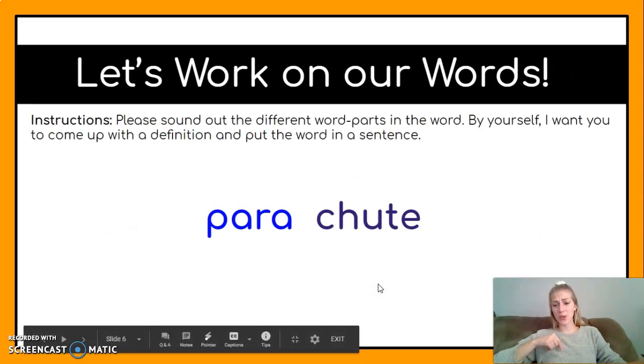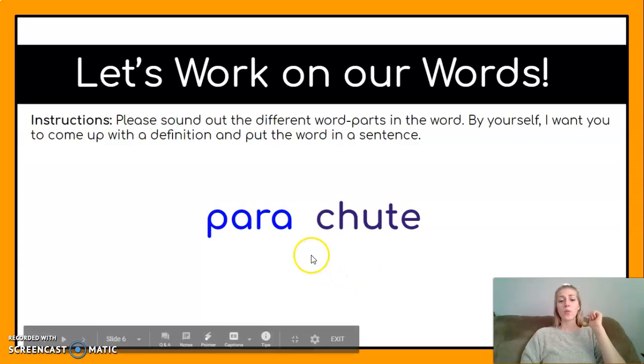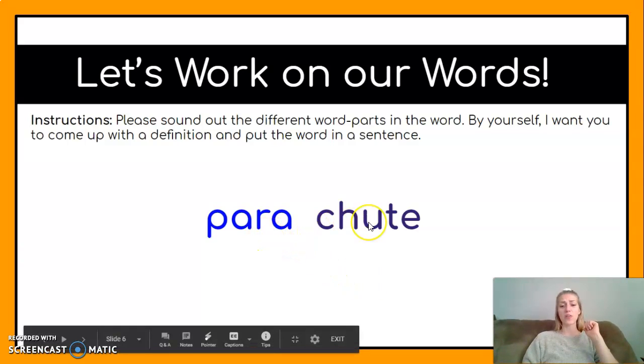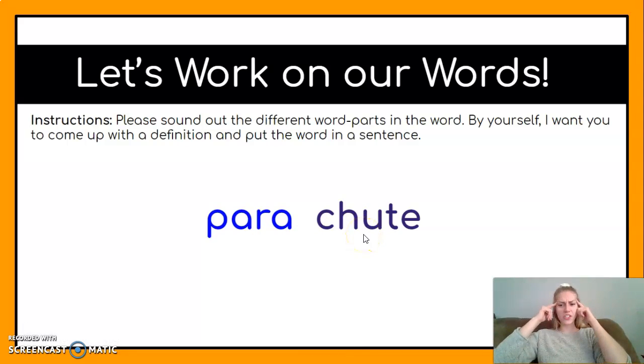Let's move on to those words. Now remember, we are going to sound out each word part, say what the word is, and then I want you to use your brains and think, what does that word mean? What's the definition of that word? And how can I use that in a sentence, okay? I want you to share these sentences with your families, okay? All right, pull up the sleeves and get ready.